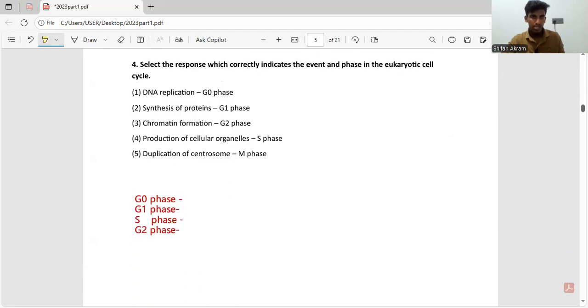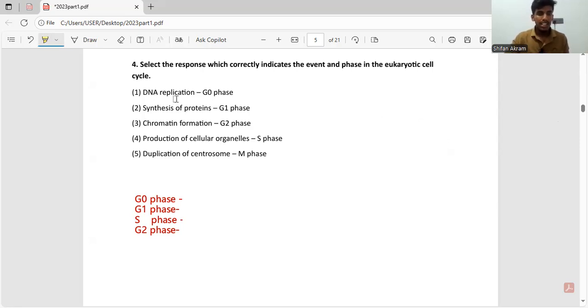Now let's go to the fourth question. Okay, select the response which correctly indicates the event and phase in the eukaryotic cell cycle. Okay, the question is regarding the cell cycle. We know the cell cycle has two phases. We have the interphase and the mitotic phase, right? So the G1 phase, S phase, and G2 phase occurs in the interphase.